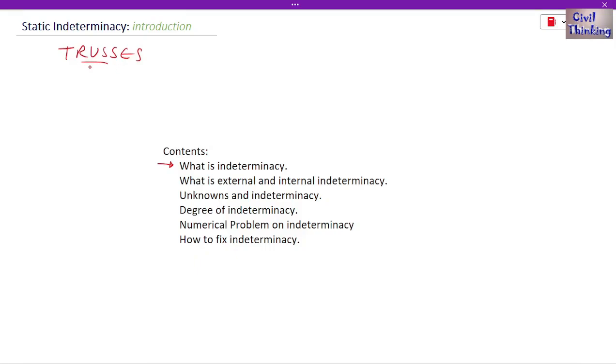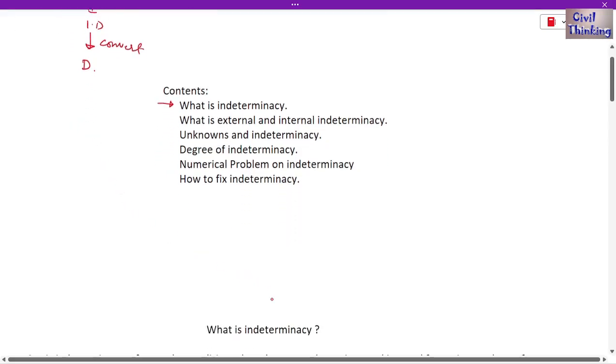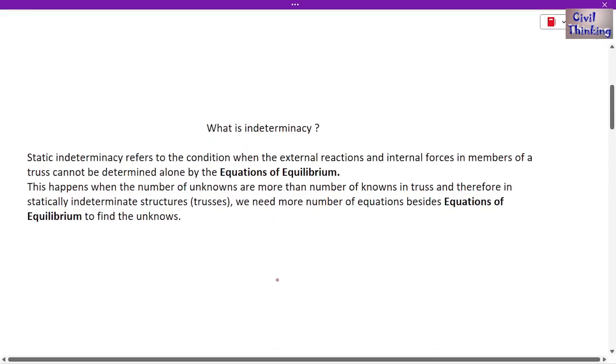When it is indeterminate, how can we convert it into determinate? We have to do something so that the indeterminate truss will be determinate. So let's move on in this class. The first thing we'll see is indeterminacy.